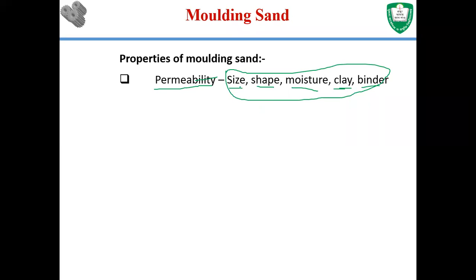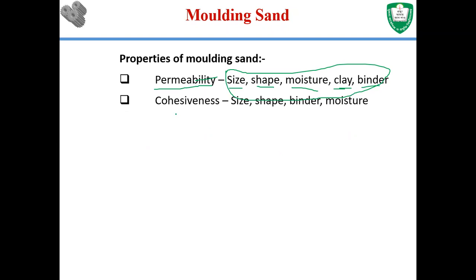Just remember that the size, shape, moisture, clay, binder, all these things play a very important role in controlling the permeability. Okay, that means the size of the sand, shape of the sand particles, moisture content, clay, and binder, all these things affect the permeability of a mold.